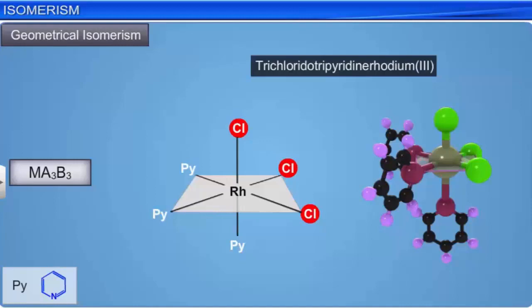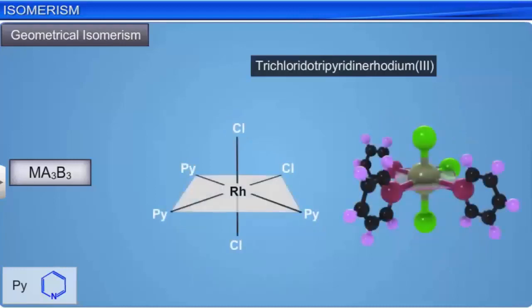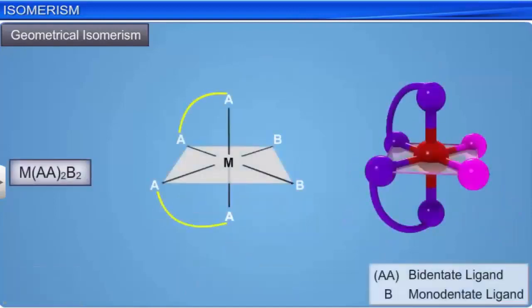Now, let's look at Ma A A2 B2 type of complexes containing monodentate and symmetrical bidentate chelating ligands. Here, AA is a symmetrical bidentate chelating ligand in which A and A indicate two similar coordinating atoms, while B is a monodentate ligand. The cis and trans isomers of dichlorido-bis-ethylenediamine cobalt(III) are shown here.